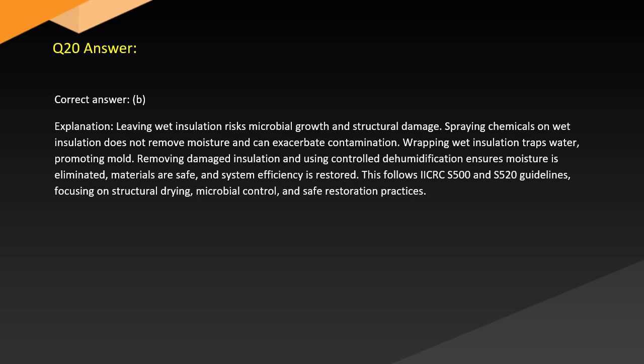Answer. Correct answer, B. Explanation. Leaving wet insulation risks microbial growth and structural damage. Spraying chemicals on wet insulation does not remove moisture and can exacerbate contamination. Wrapping wet insulation traps water, promoting mold. Removing damaged insulation and using controlled dehumidification ensures moisture is eliminated, materials are safe, and system efficiency is restored. This follows HRConquer and S Guide, focusing on structural drying, microbial control, and safe restoration practices.